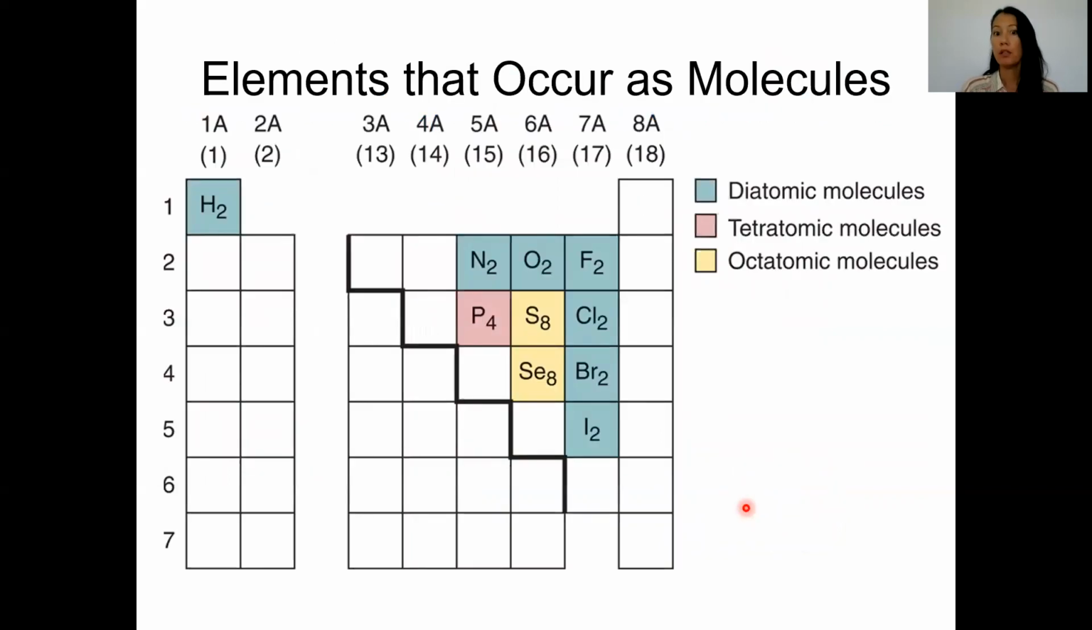Hydrogen occurs as a molecule. It likes to exist this way, as does nitrogen, oxygen, and all the halogens. They like to exist as diatomics. There are a couple others.